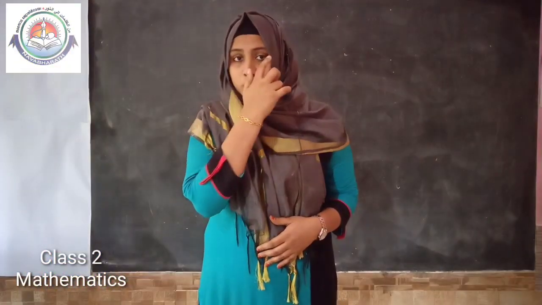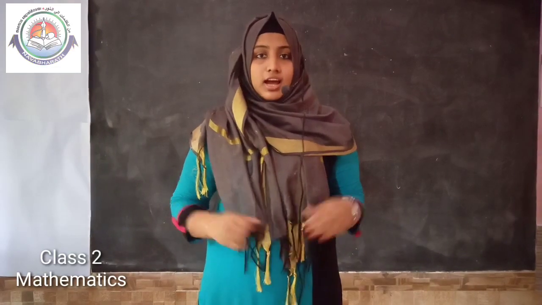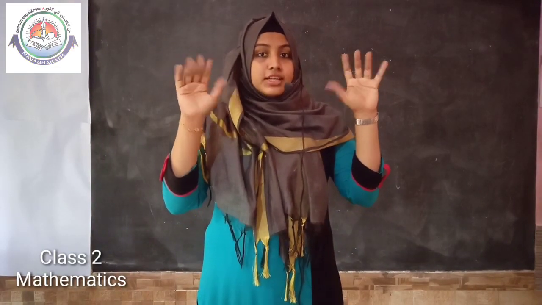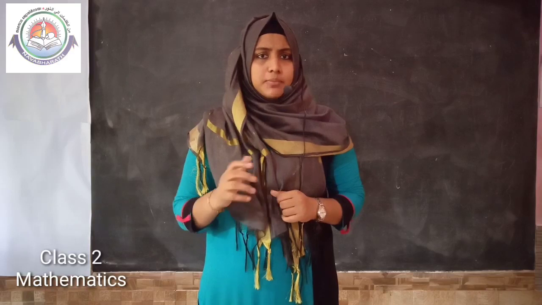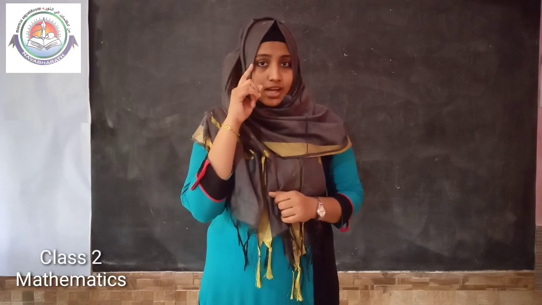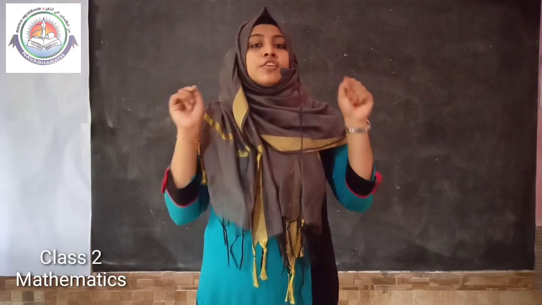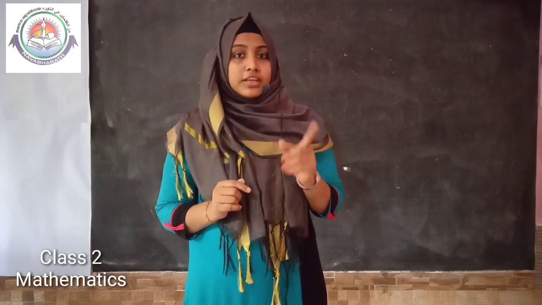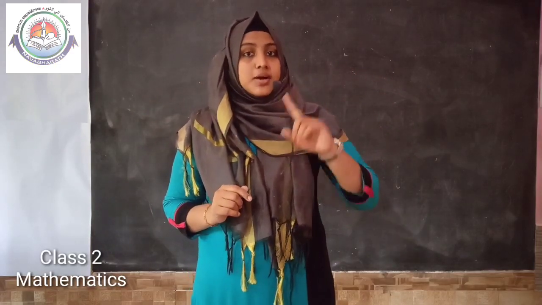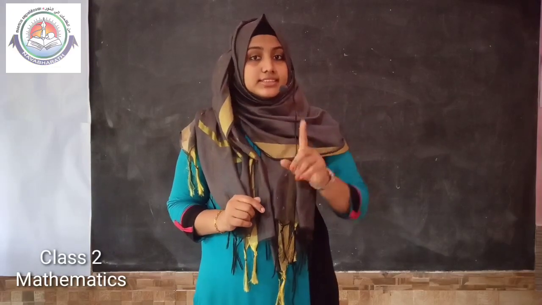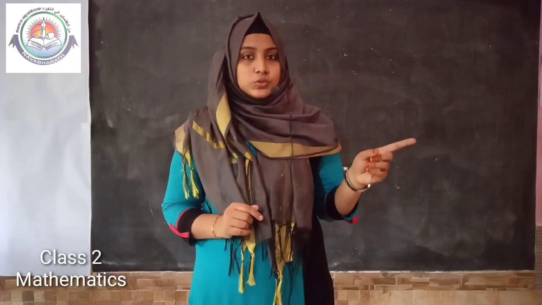I have 2 eyes and I have 10 fingers. Which is greater in amount? Eyes 2 and fingers 10. Then fingers. So we know 10 is more than, or 10 is greater than 2.